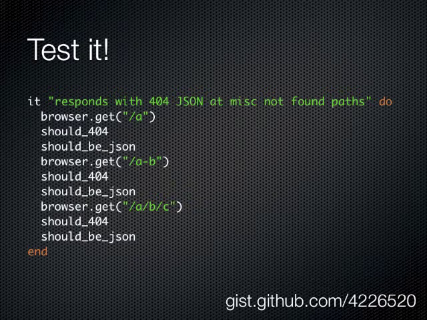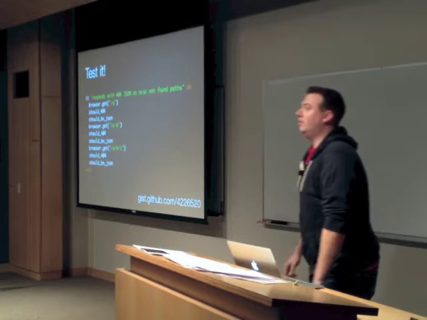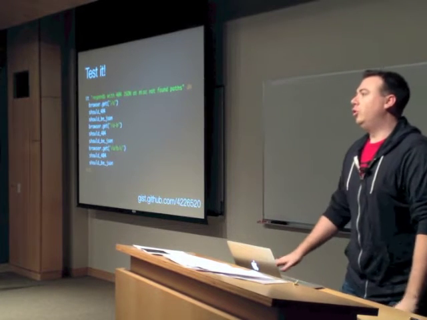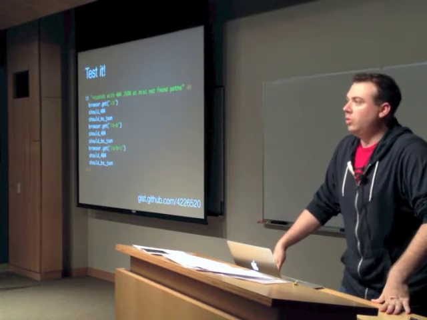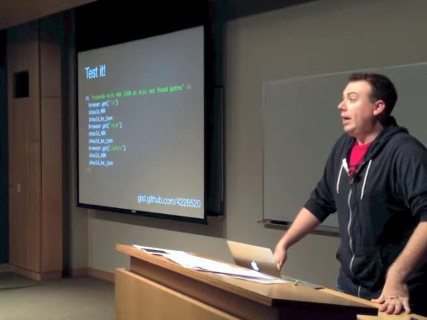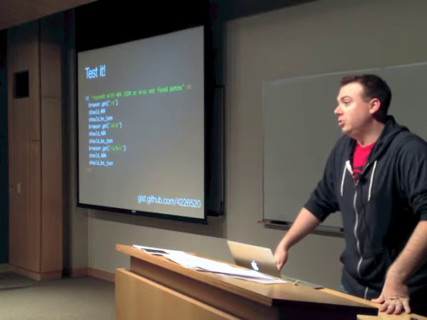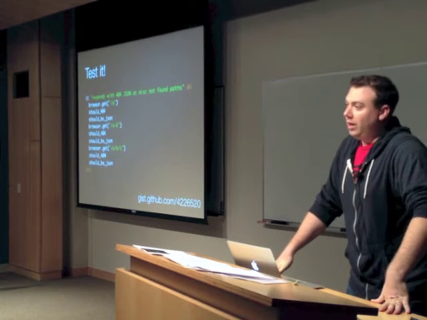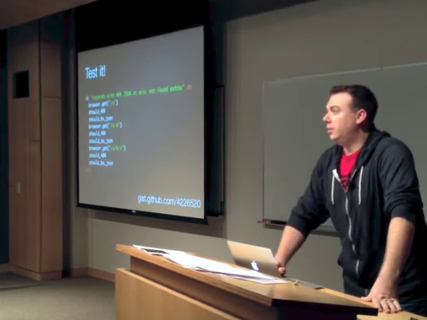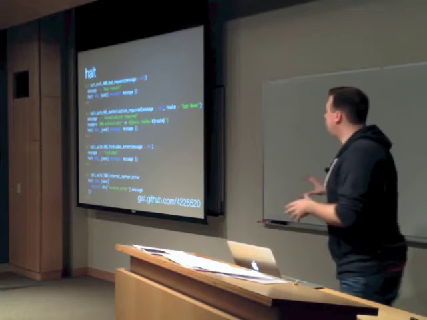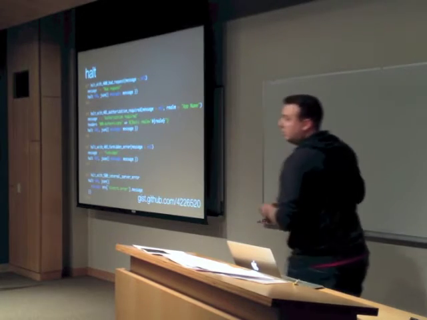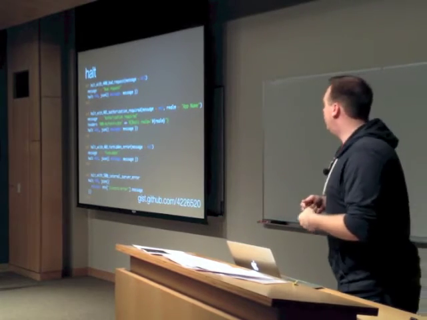So just a quick test here, testing that anything at the root, any subfolders of the root, should all just 404 if they're not found. And they should be a JSON content type, which means they're not running through Rails' stack and spitting HTML. A bunch of other halts. These are also just helpers that I added to my little macros file.